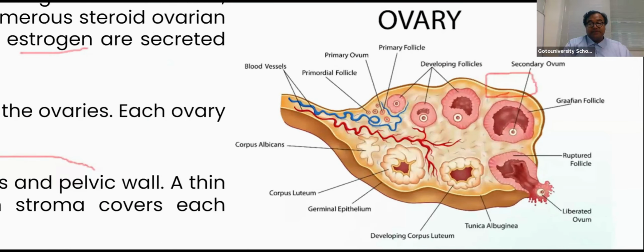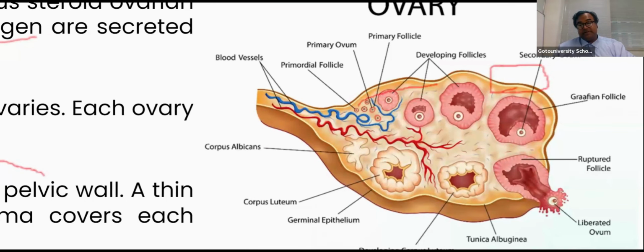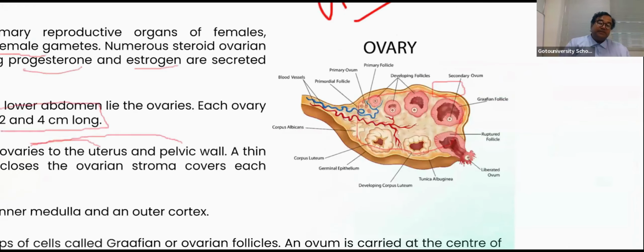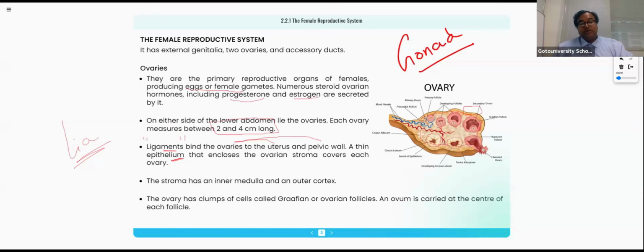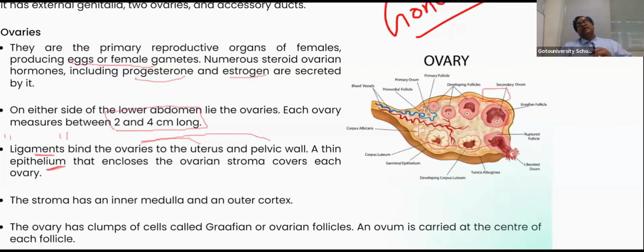Can you see this? Wherever I'm pinpointing, this inner segment is the stroma. The outer segment, including the layers, is completely covered by which particular structure? The stroma has an inner medulla and an outer cortex. But you need to understand that the whole stroma, inner stroma and external stroma, everything is covered by a thin epithelial layer.